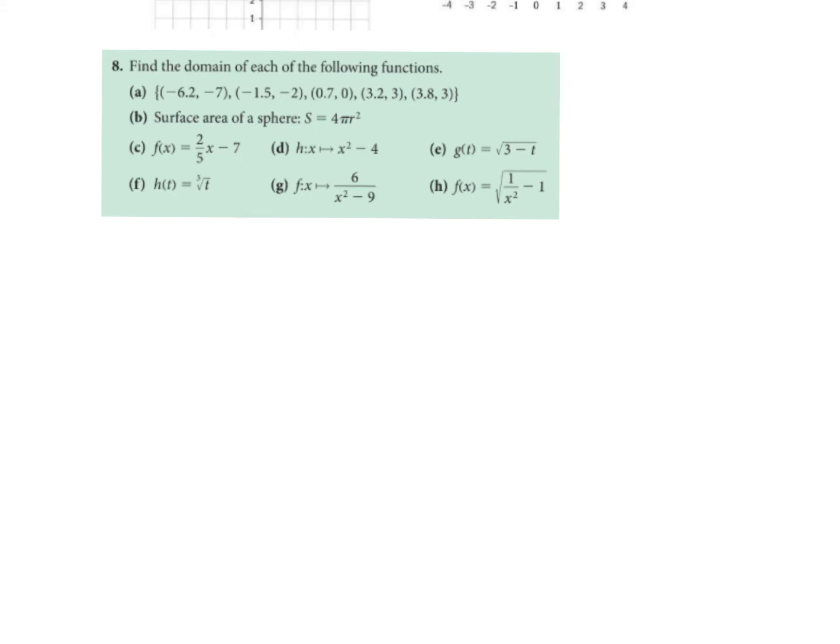Hi everyone, I'm here to help you with number 8H. We need to find the domain and range of this, or just the domain actually. This one's a little bit tricky.